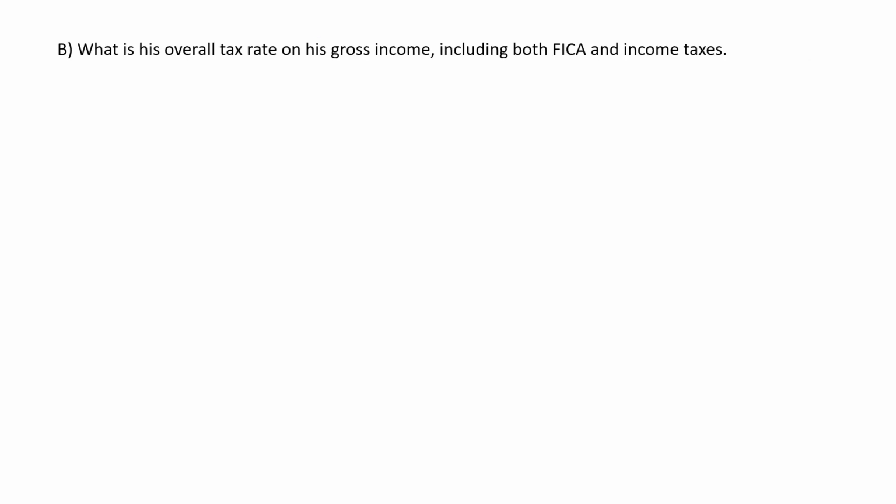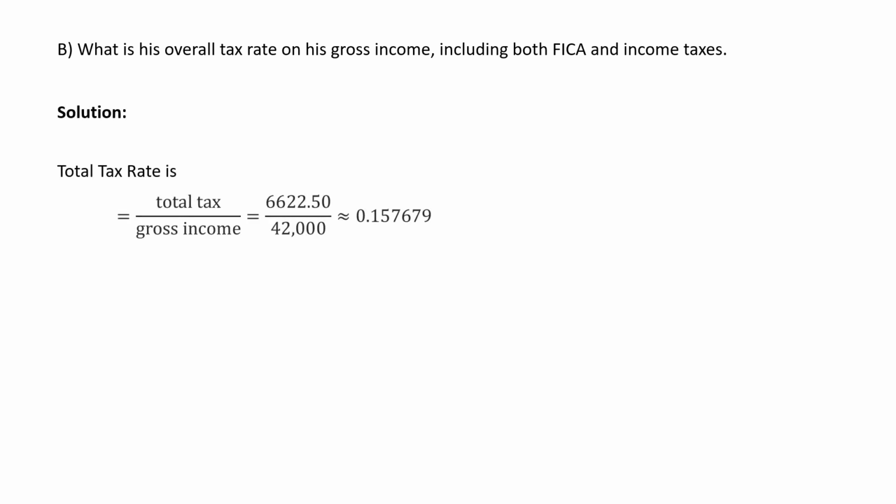What is his overall tax rate on his gross income, including both the FICA and the income tax? Well, the solution is you take his total tax, which was $6,622.50, and divide it by his gross income, which was $42,000. In your calculator, compute it, and you get approximately 0.157679. So his total tax rate is about 15.8%.